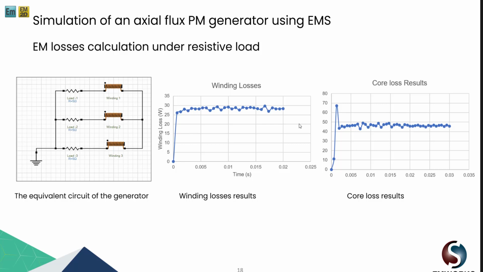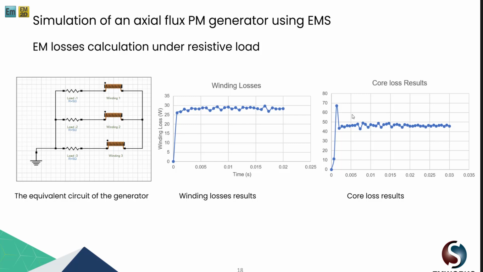EMS is also coupled to circuit. So this is the equivalent circuit of the generator. Winding losses as a function of time. You can see the core losses as a function of time too. So under the load operation, more electromagnetic losses are generated. Unfortunately, that's the case. This can affect the efficiency of the machine and lead to additional cost of maintenance. Hence, those quantities should be studied carefully during the design of any electrical machine, and especially a generator and motor.